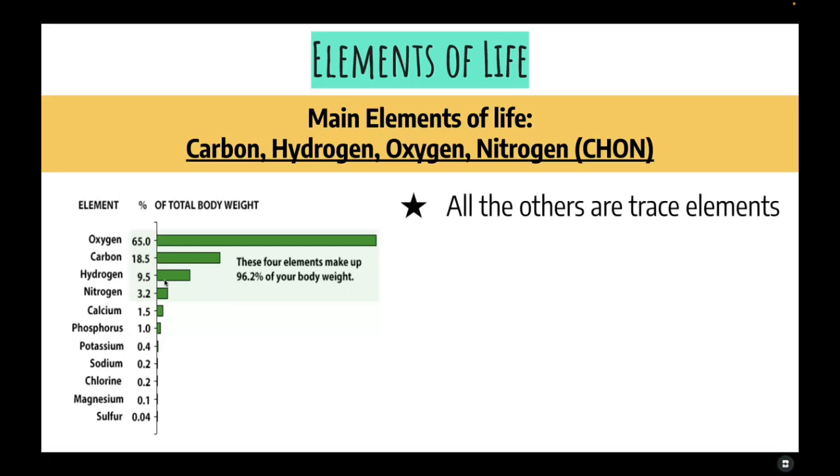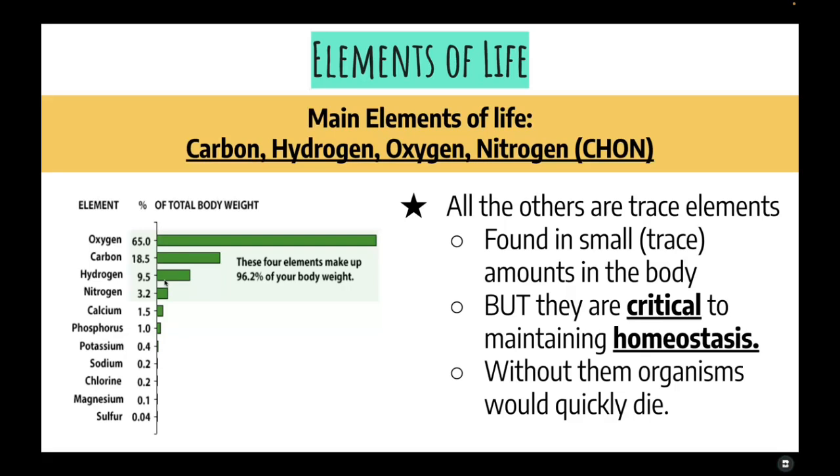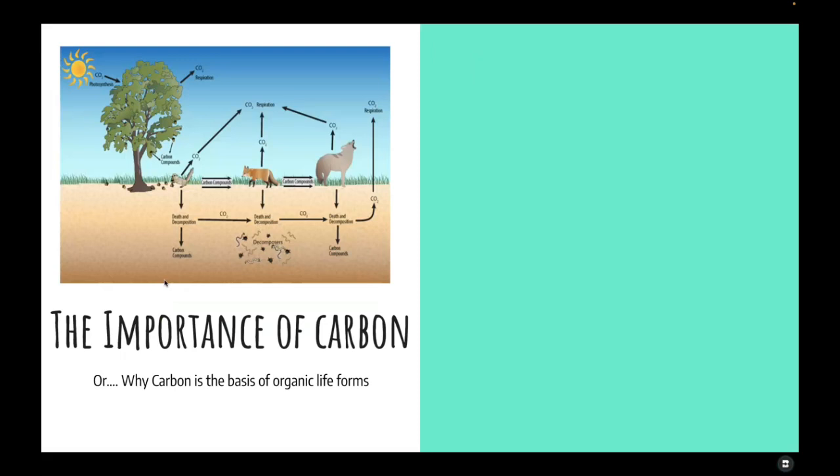Any other elements, you see them in trace amounts, small amounts, but they're super critical to maintain homeostasis, which is a balance in your body and in your cells, right? You could think of iron, which is in hemoglobin, calcium, which is in bones, phosphorus, which is in your DNA, magnesium, which is in chlorophyll, iodine, which is in your thyroid hormone. And so without these trace elements, organisms die quickly, right? Organisms meaning living things. And so let's break down each of these elements.